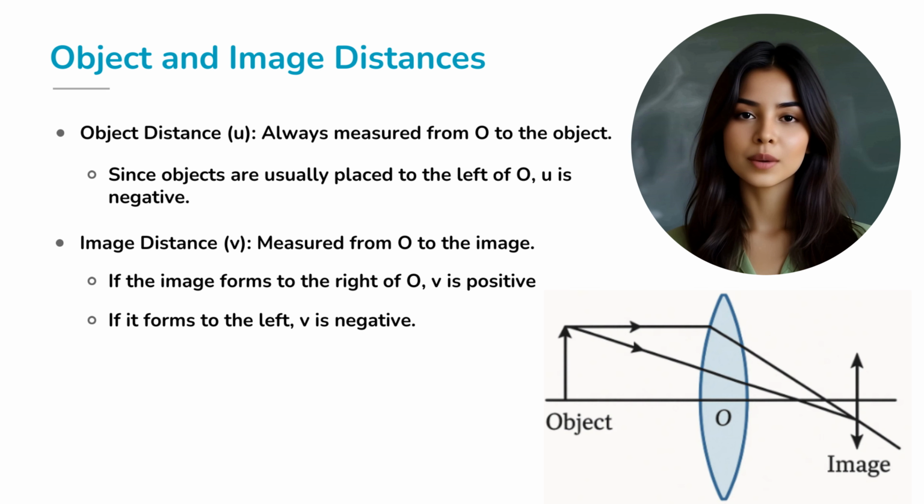So, to sum up, object distance U is usually negative because we keep objects to the left, while image distance V can be either positive or negative depending on where the image pops up. This little rule makes solving lens problems much simpler and saves us from a lot of confusion, like knowing which side of the cricket pitch you're batting from before swinging the bat.